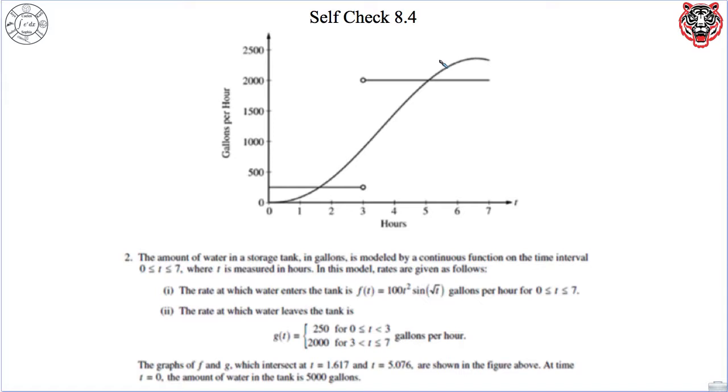Okay, and on to self-check 8.4. So water is going into a tank, analyzing positive versus negative rate. The positive rate is this one, and the negative rate is this one. It tells us that they intersect here at 1.617, so perfect. We don't even need to do math.